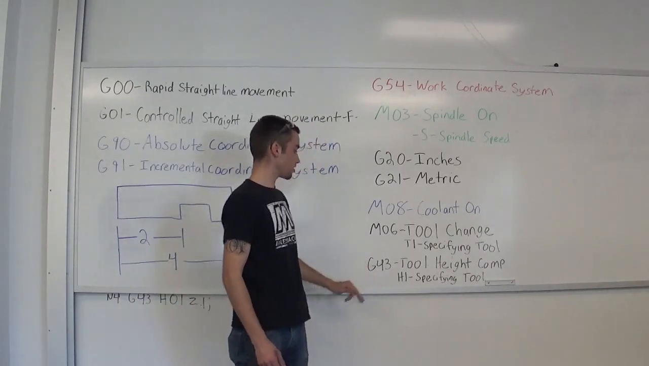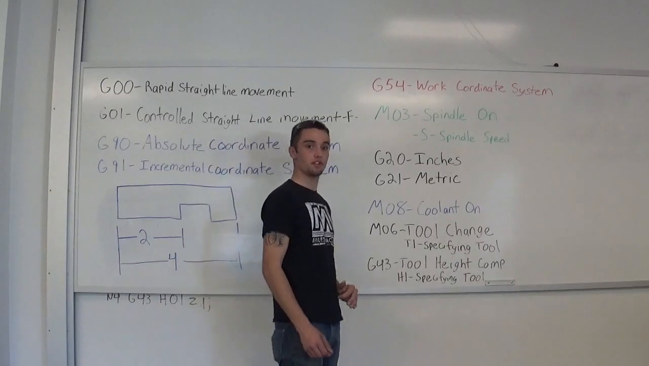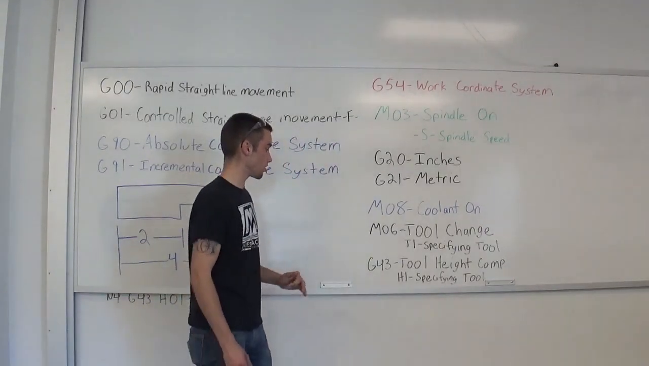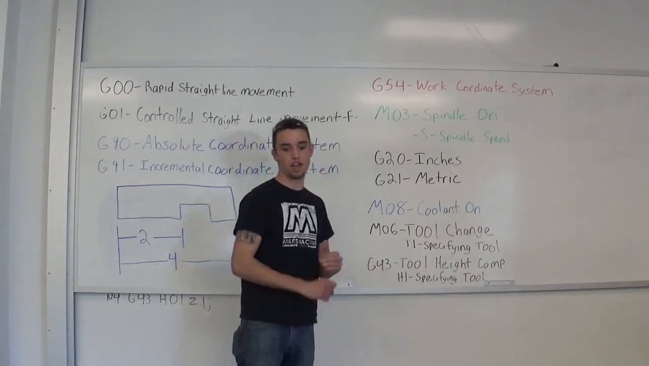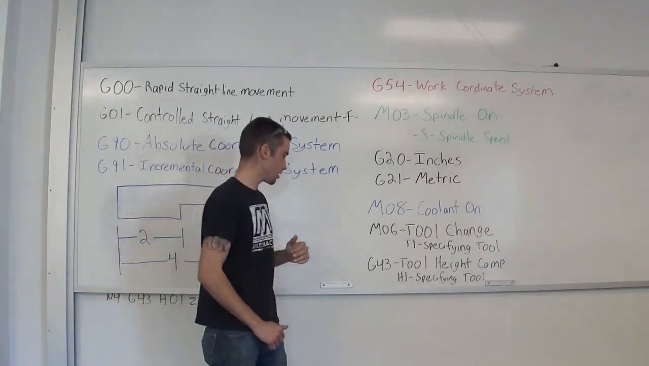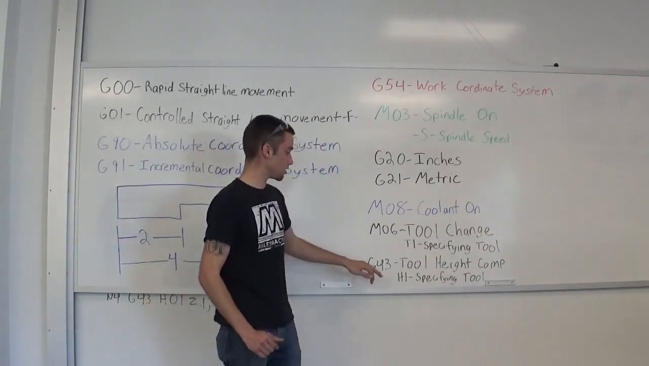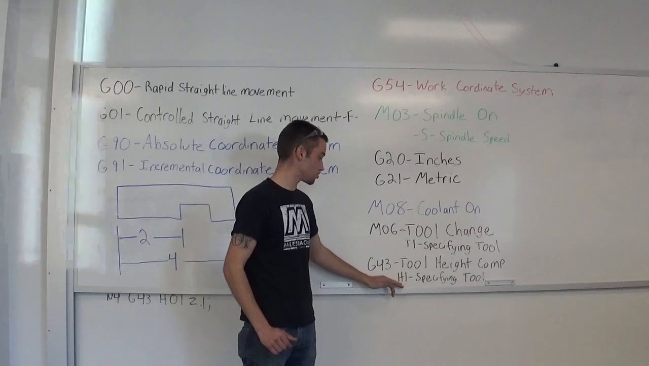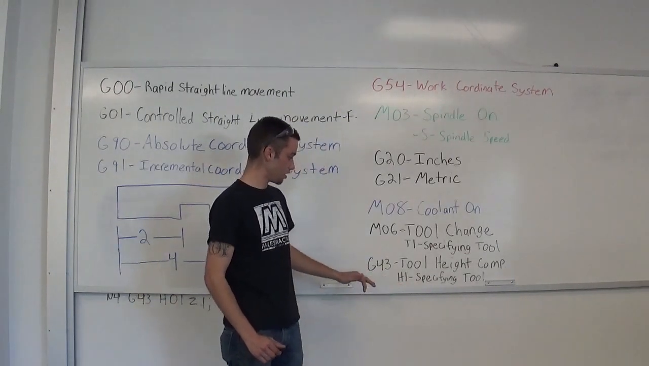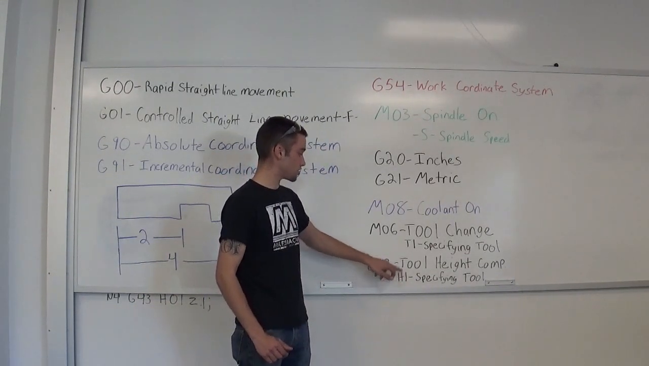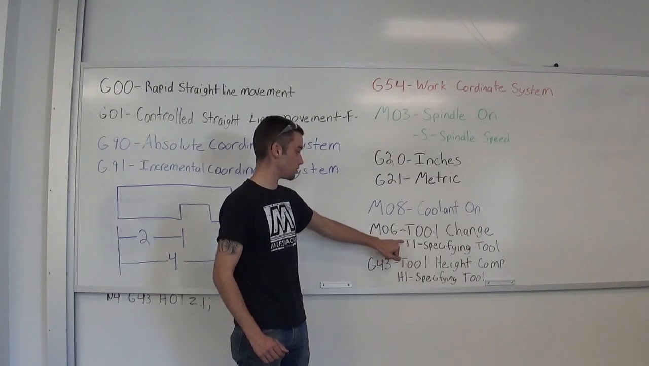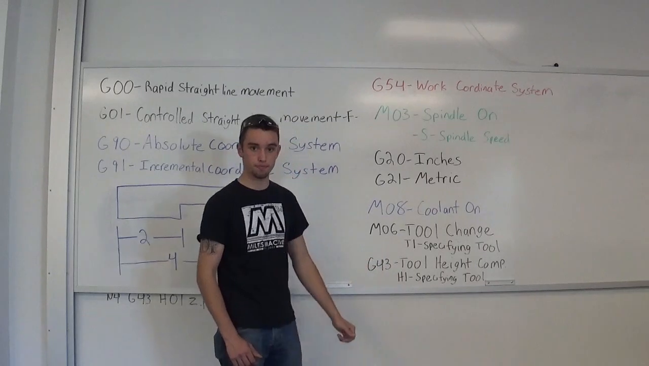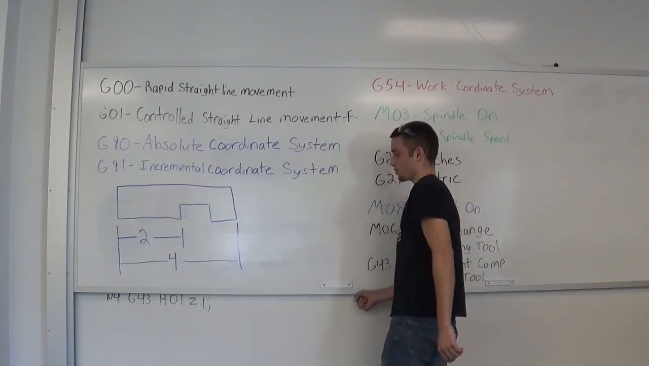Then you have a G43, which is your tool height compensation. It's very necessary when programming. It's letting the machine know what tool you have and the height of that tool. With every G43, you use an H to indicate what tool you're using. It's very important that your H and your T value match up. If you have T1 here, you want H1 there. If you have T5 here, you want H5 there. Now let's go to an example here.